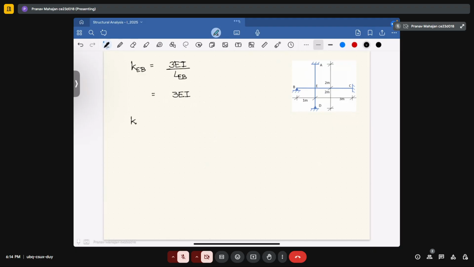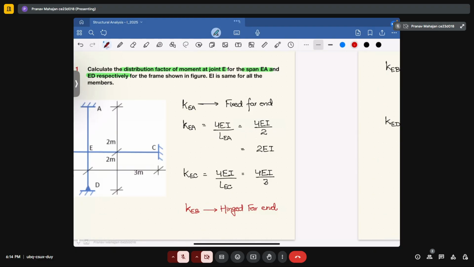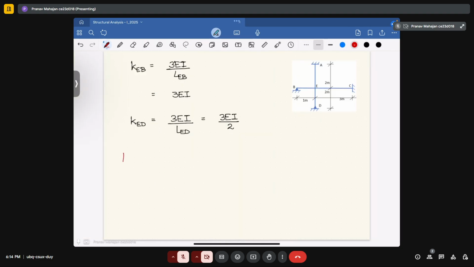Further, for span ED, KED is equal to 3EI upon LED, which is equal to 3EI upon 2. Okay, now you have calculated all the stiffness factors. Now you are required to calculate the distribution factor. So we require it for span EA and ED. Let me start with span EA.